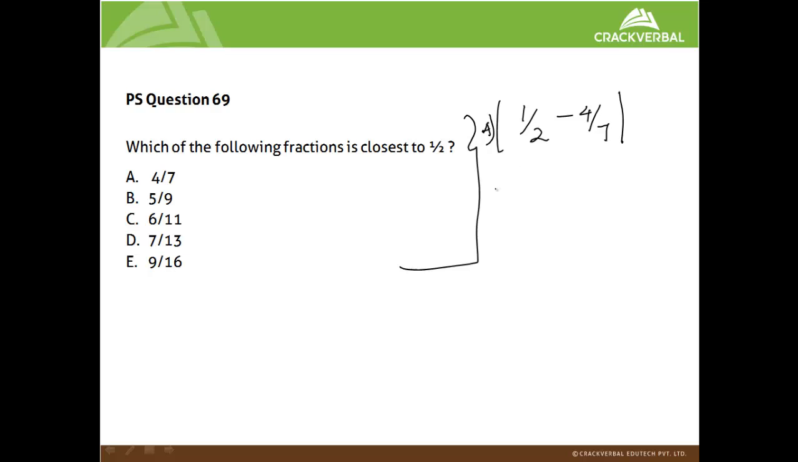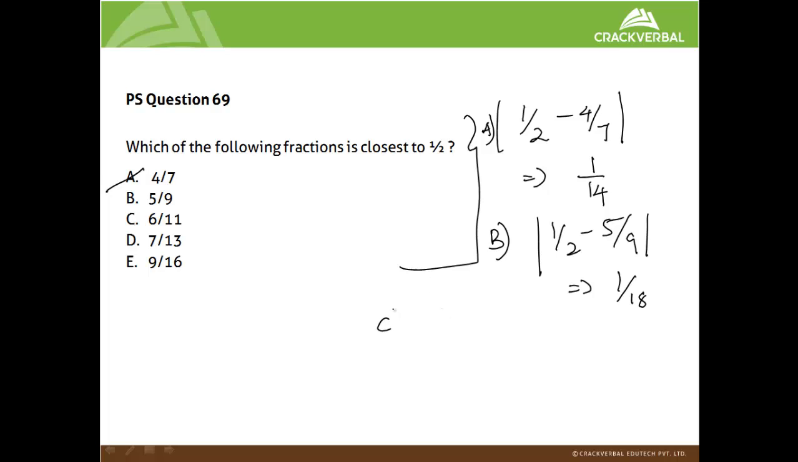We shall figure it out by manually doing all the answer choices. So 1 by 2 minus 4 by 7, if you subtract, the LCM is 14. So 7 2s are 14, and 2 7s are 14, so you will have 1 by 14. Answer choice B is 1 by 2 minus 5 by 9. Again, the LCM of 2 and 9 is 18, so you get 1 by 18. You should understand 1 by 18 is smaller than 1 by 14. So 5 by 9 is closer to half than 4 by 7, so you can eliminate answer choice A.